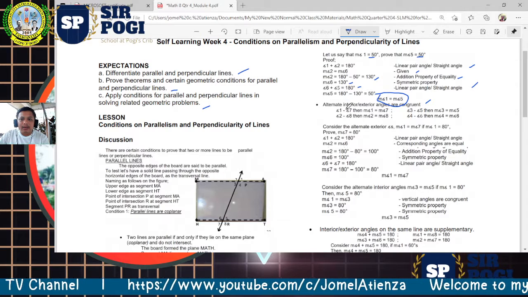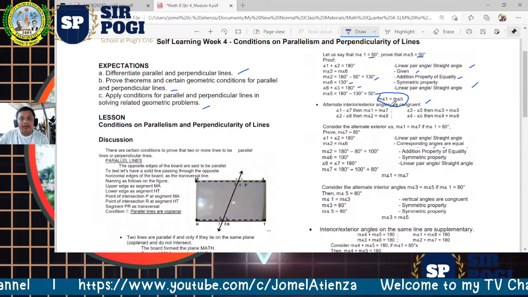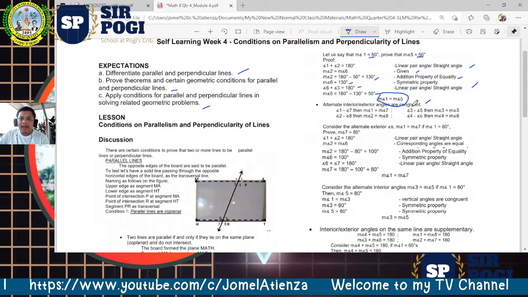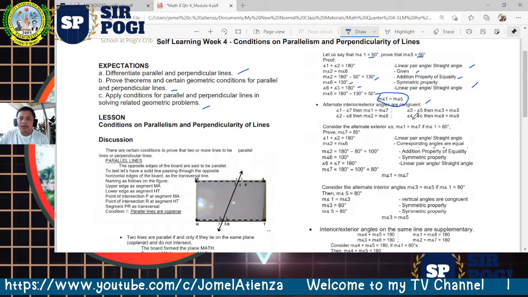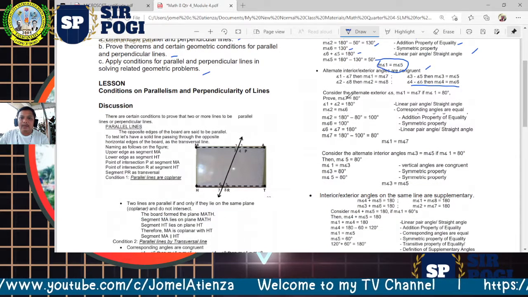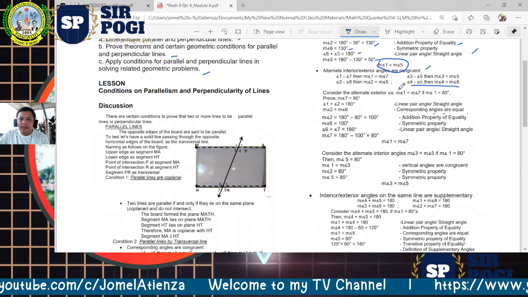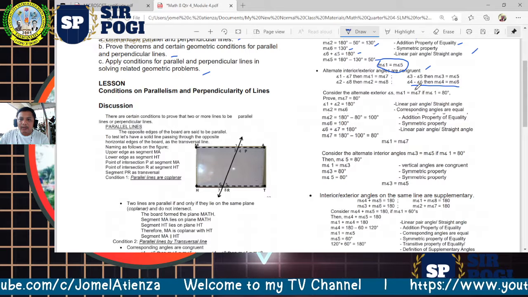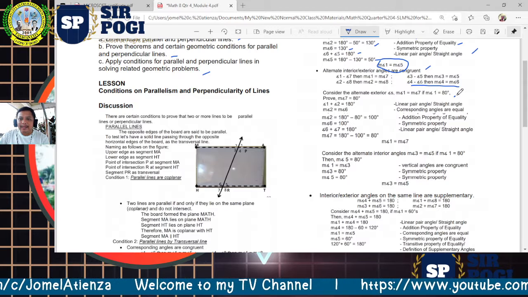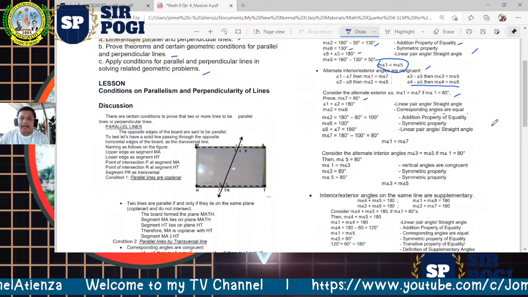So, angle 1 corresponds to angle 7. Then, the measure of angle 1 is equal to the measure of angle 7. Kagaya din po ng angle 2 and angle 8, angle 3 and angle 5, also din po sa angle 4 and angle 6. So consider that the alternate exterior angles, the measure of angle 1, is equal to the measure of angle 7. If the measure of angle 1 is 80 degrees, so therefore the measure of angle 7 is also 80 degrees.